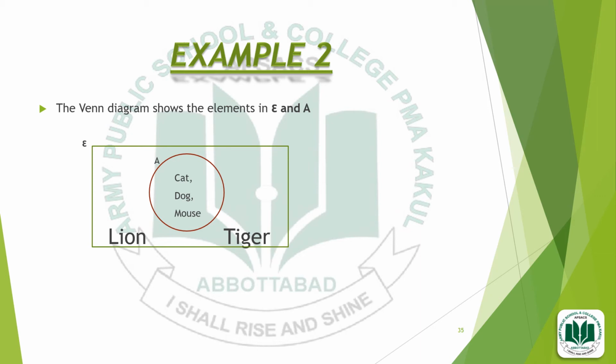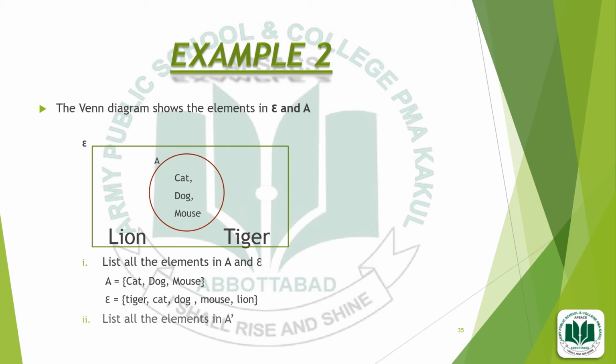Now if I want to list the elements of A or E, what would they be? Elements of A would be cat, dog, and mouse, enclosed by a circle. The elements of the universal set are the elements placed inside the rectangle plus the circle. That would be cat, dog, mouse, lion, and tiger. Now, if I want to determine the elements of the complement of A, they would be all those elements of the universal set that are not present in A, which in this case is lion and tiger.